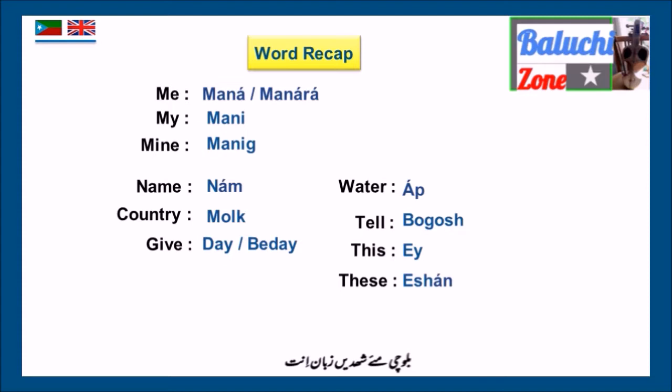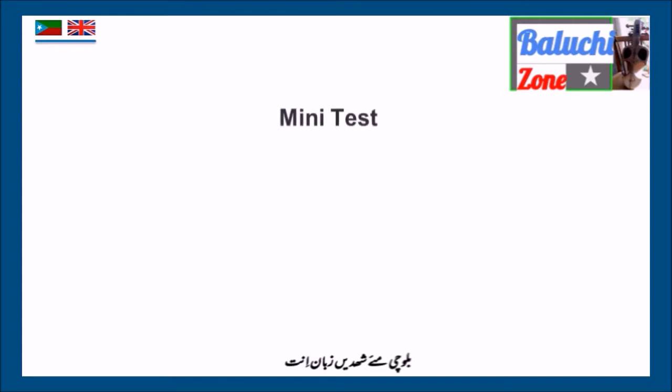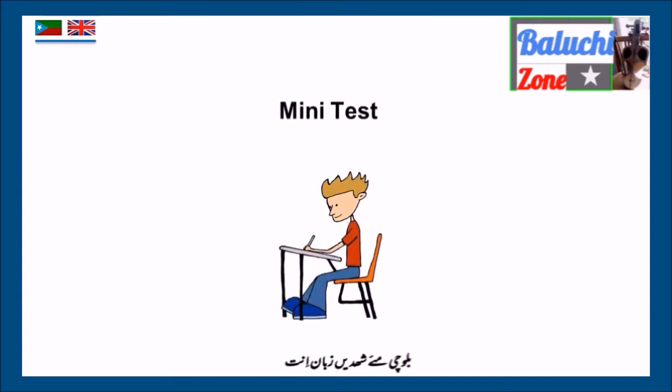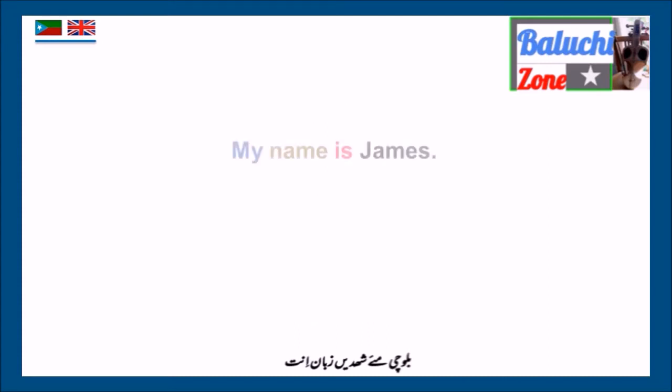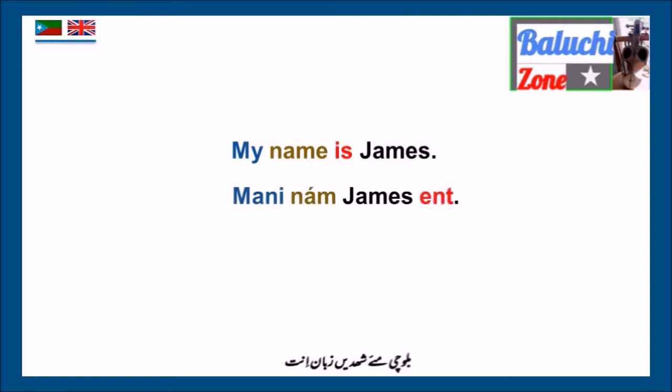Based on the words we have learned in this video, along with the previous two lessons, I have organized a mini test in order to test your learning so far. So let's start by saying, my name is James. Pause if you need to, and remember, the Balochi version of is always placed at the end of a sentence. Mani nam James ent.